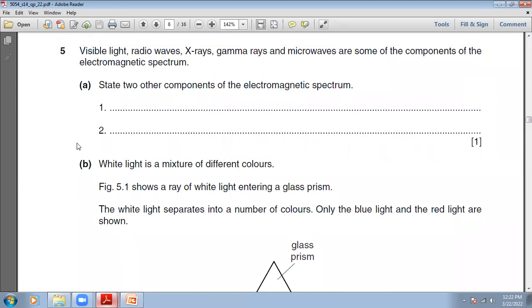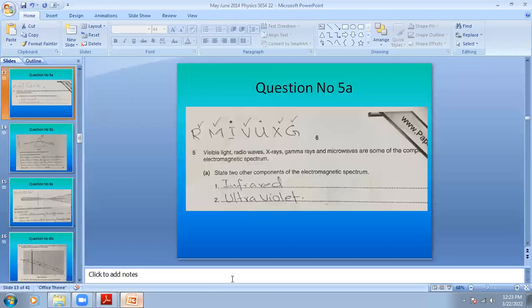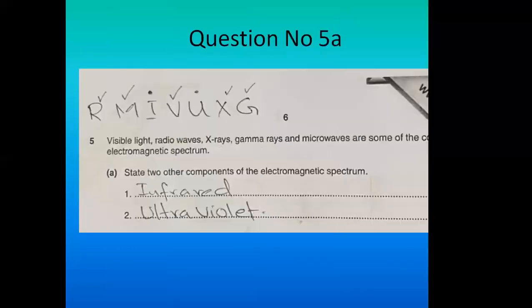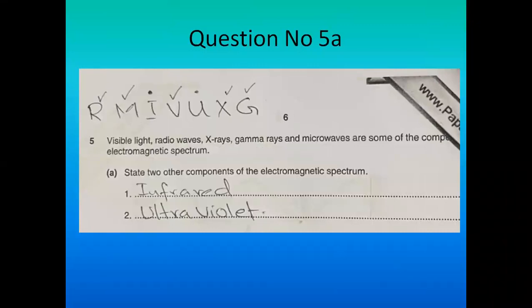Visible light, radio waves, X-rays, gamma rays, and microwaves are some of the components of the electromagnetic spectrum. State 2 other components of the electromagnetic spectrum. When we studied that chapter, I told you that to remember the names of the components of the electromagnetic spectrum, remember: Ronald McDonald is very ugly except Gary. The component names which they gave, I have put a tick on them. And the two which are left are the infrared and the ultraviolet. So write infrared and ultraviolet.